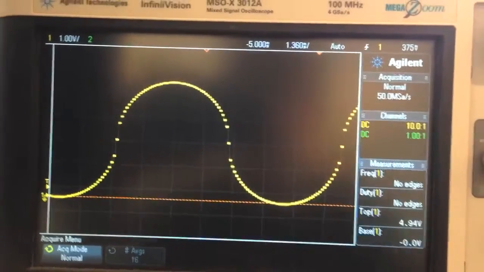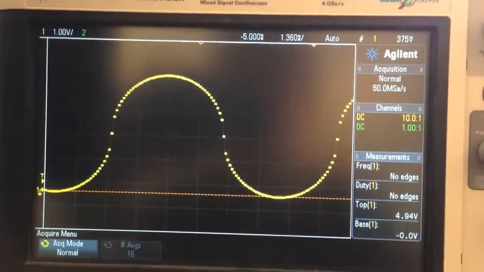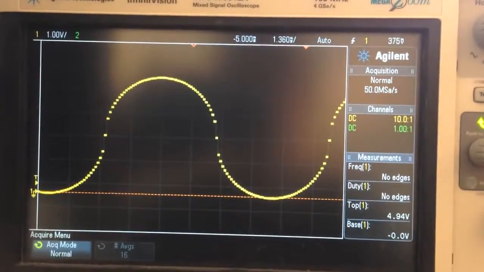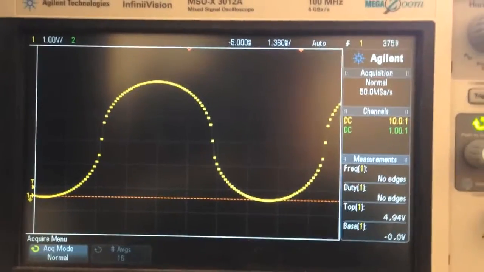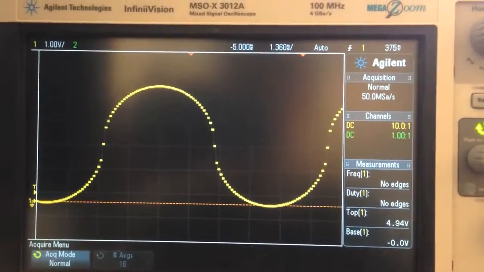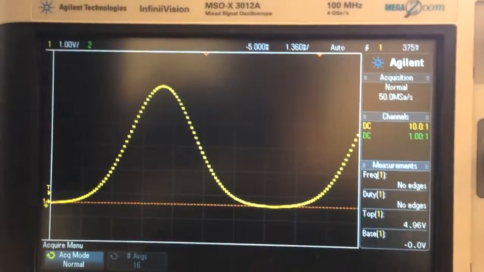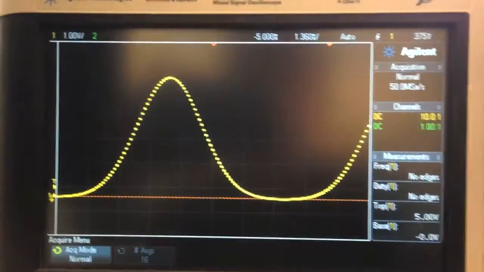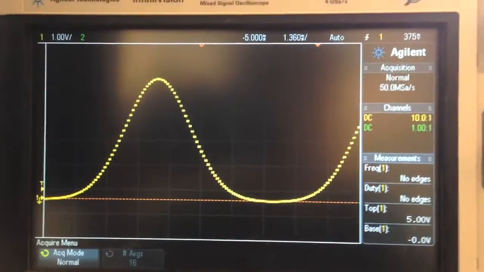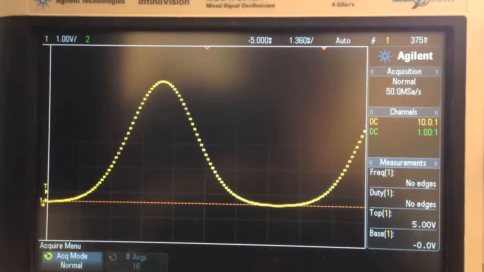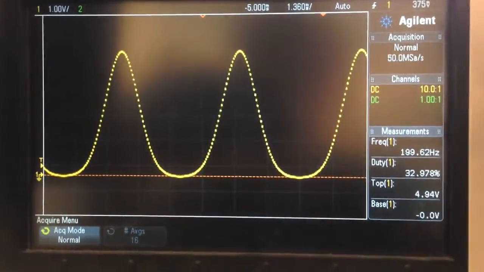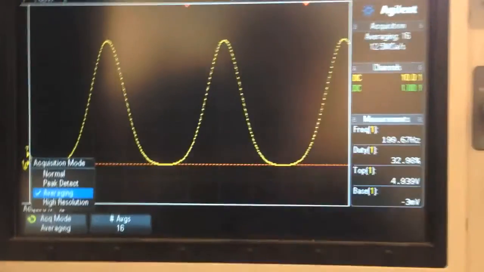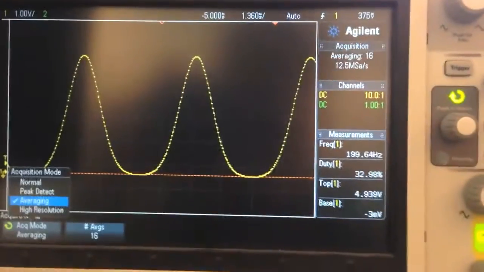So this is the circular wave. Each period is two semicircles connected together looking like a sine wave, but it's actually much more round than a sine wave. And the final wave, the bell curve wave, where it's just a bunch of repeating bell curves. So if we change the frequency, it looks like that. And now I'm actually going to change it back to averaging mode because that's much cooler to watch.